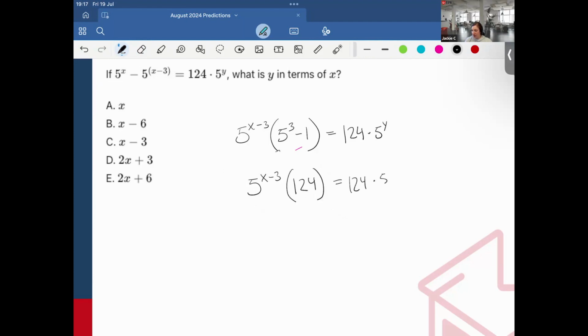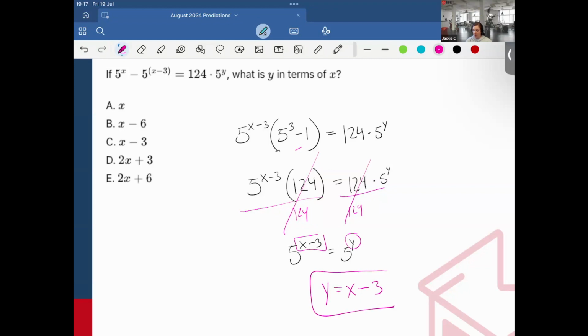124 times 5 to the y. I can divide each side by 124 if I want. I will. And then I get that. So 5x minus 3 is equal to 5y. And then I'm asked for y in terms of x. Well, y is equal to x minus 3. And that's the answer. So amazing, right?